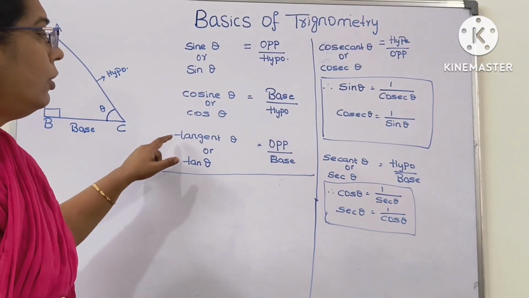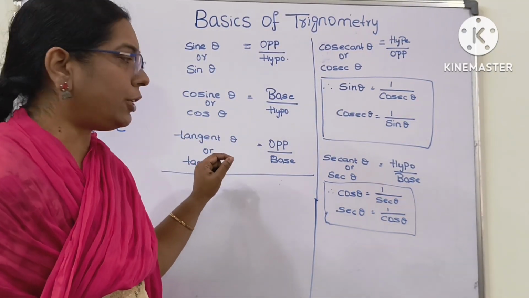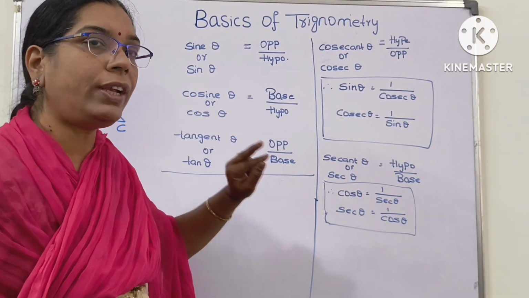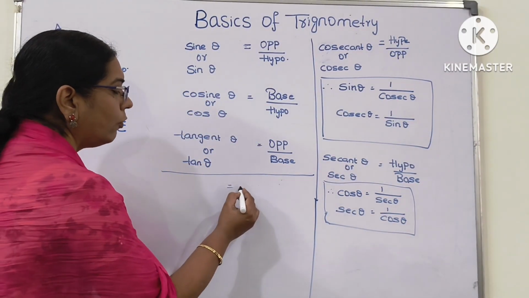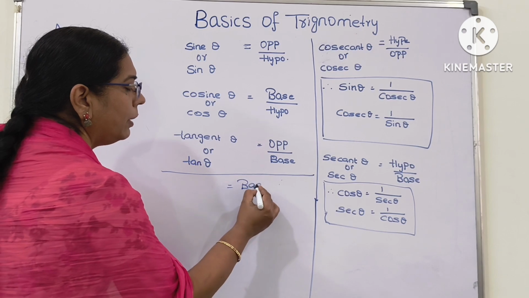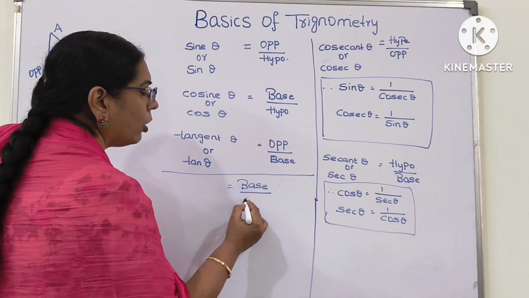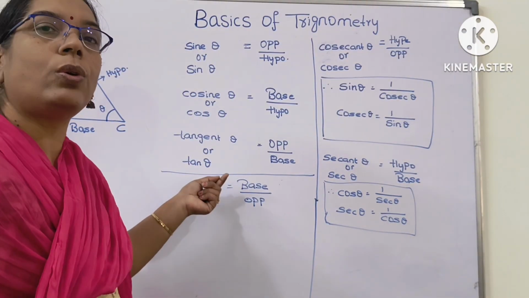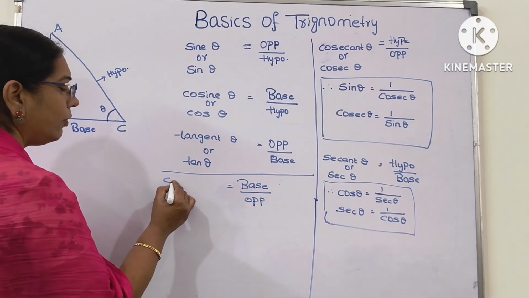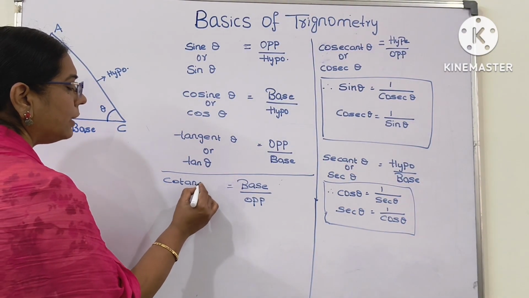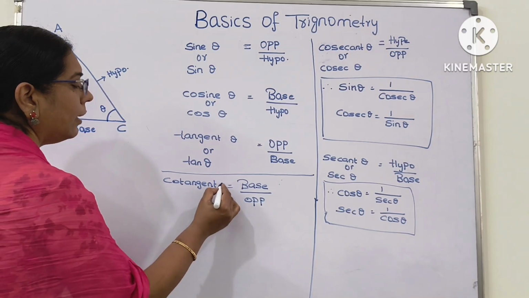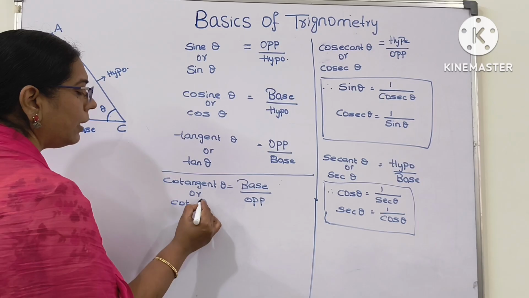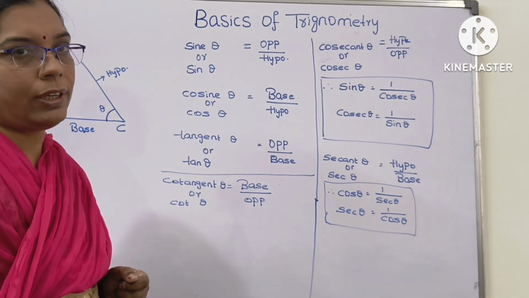Now, let us come to one more new ratio. I have an opposite by base ratio. Now, if I take the reciprocal of this, it would become a ratio of base upon opposite. So what is that called? It will be called cotangent theta, or in short, cot theta.